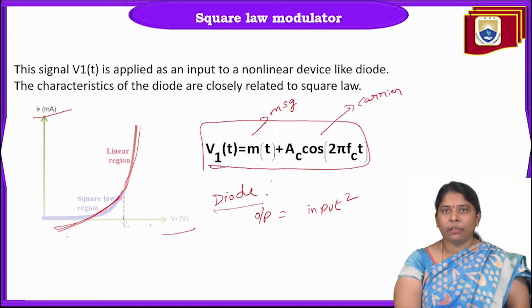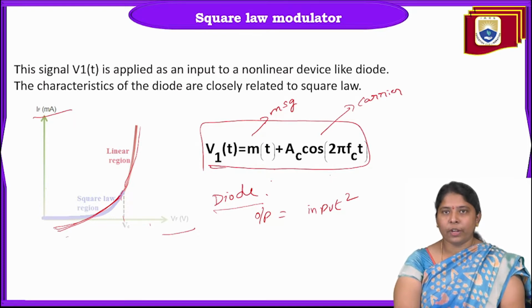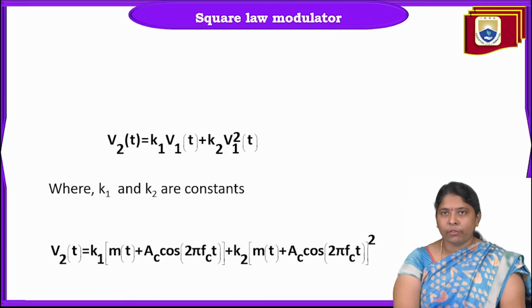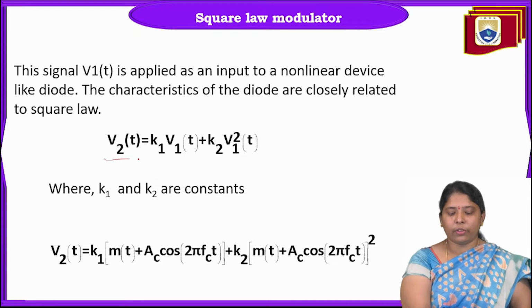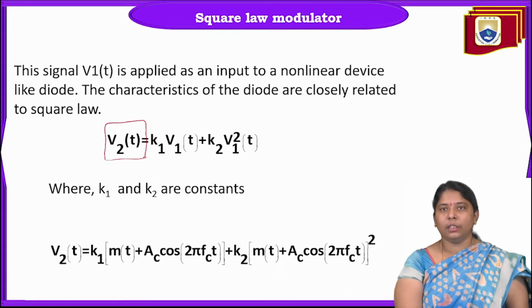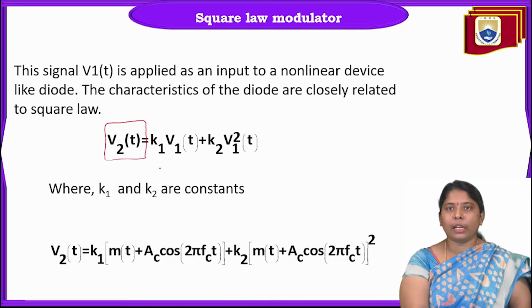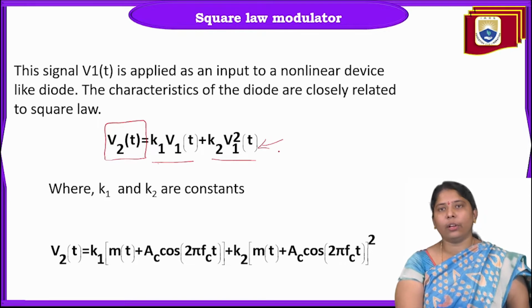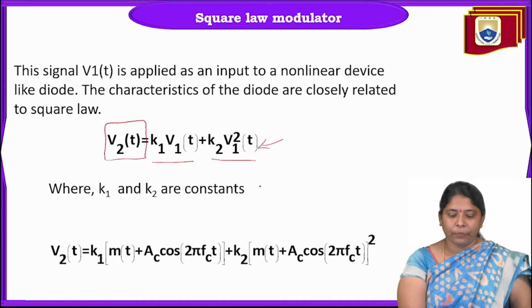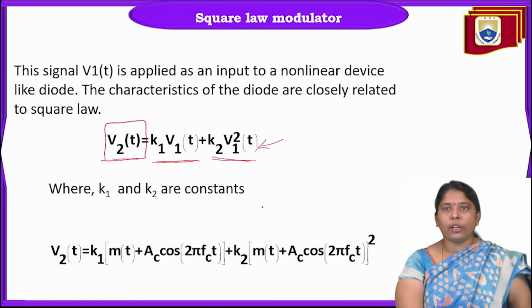So we'll write V1 of t as the input for the diode and V2 of t as the output of the diode. The non-linear device characteristic, V2 of t output, is not linear, it is a square law device. We will write it as K1 into V1 of t plus K2 into V1 square of t. This is the characteristic of a diode in the non-linear region, that is before cut-in voltage. So V2 of t equals K1 into V1 of t plus K2 into V1 square of t.